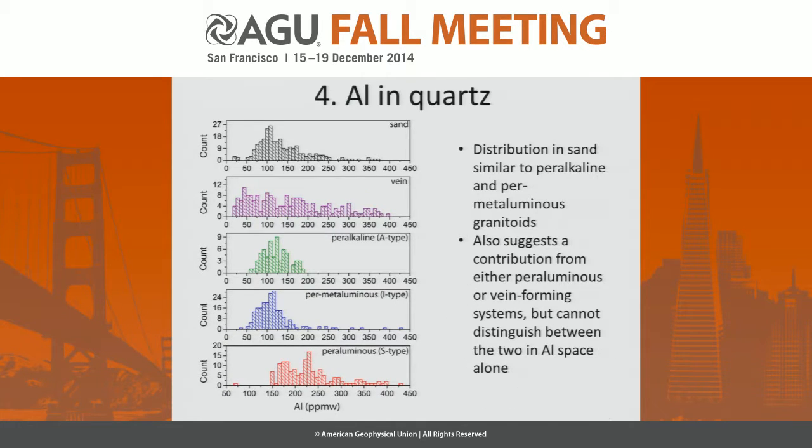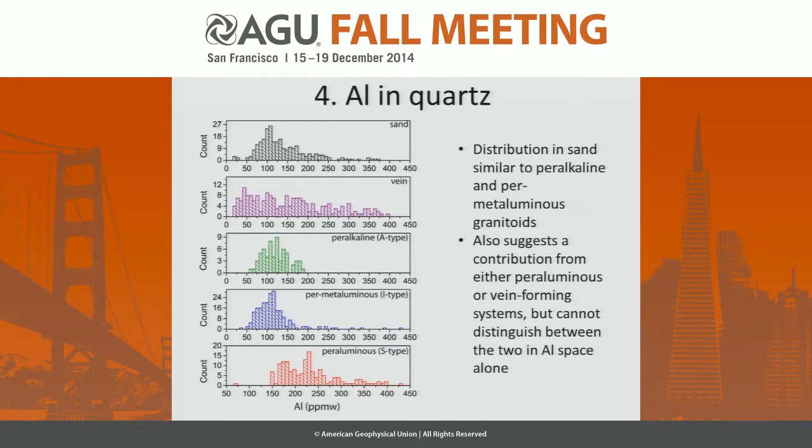So if we plot the composition of the sand shown here, again, the majority of the bedrock in the Bega River catchment is I-type granitoids, and that appears to be reflected in the histogram for the sand, where the histogram lines up very well with the metaluminous I-types and the peralkaline A-types. You also see a spread toward elevated aluminum, which could be from S-type granitoids or veins, but purely in aluminum space, it's a little bit difficult to deconvolve those two.